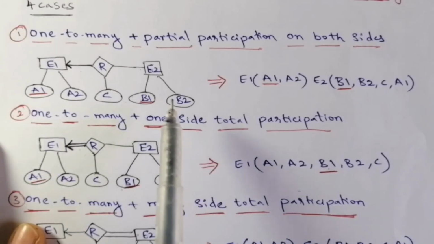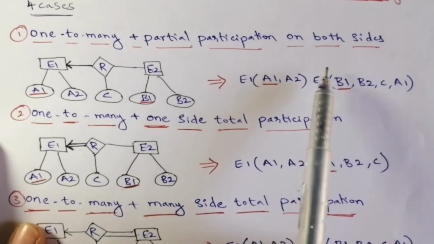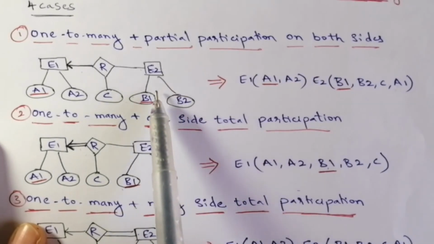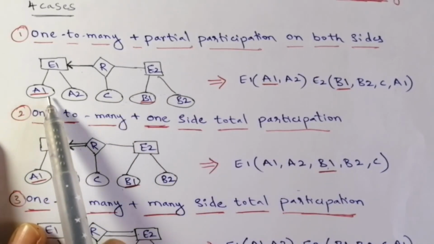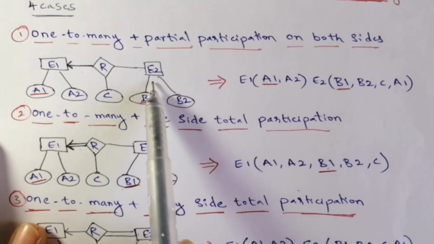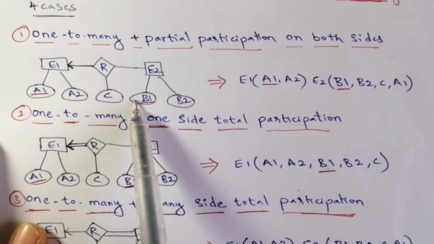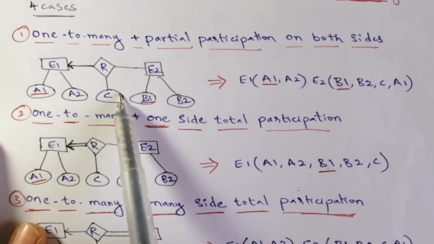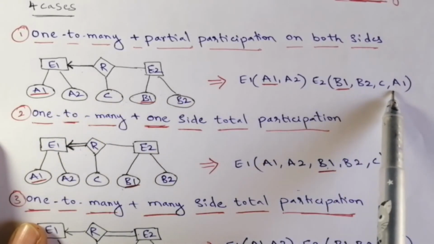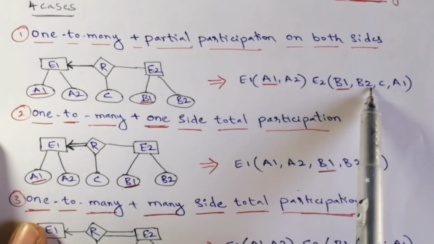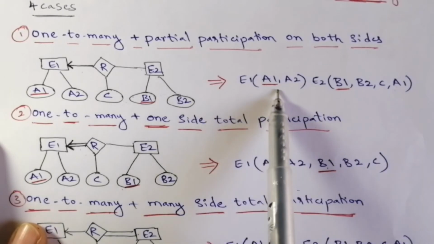So when it is the case of 1 to many with partial participation on both sides, the many side is going to take the primary key of its associated entity. So the many side, that is E2, is going to have B1, B2 and also the A1 and descriptive attribute, right? B1, B2, A1 and descriptive attribute. So E1 will be as it is. So let us apply this.